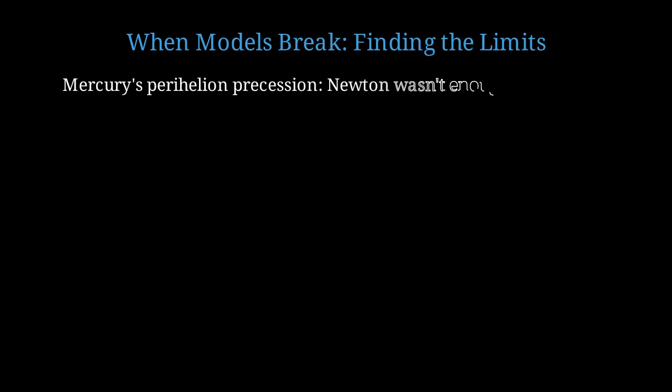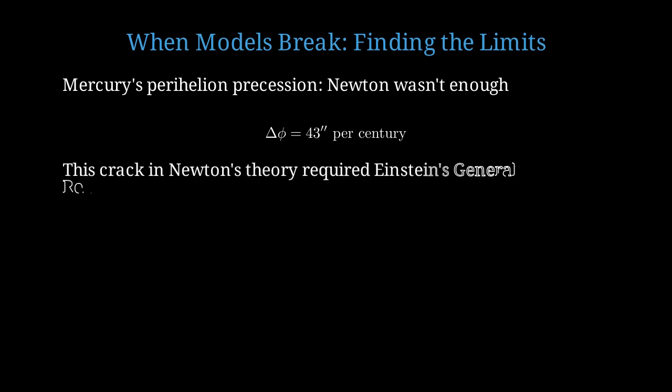Consider Mercury's orbit. It also showed a discrepancy. The perihelion, the point of closest approach to the Sun, precessed by 43 arcseconds per century, more than Newton's theory predicted. The excess precession was delta phi equals 43 arcseconds per century. Astronomers searched for a planet inside Mercury's orbit, which they called Vulcan, but found nothing. This crack in Newton's theory couldn't be fixed by adding more mass.